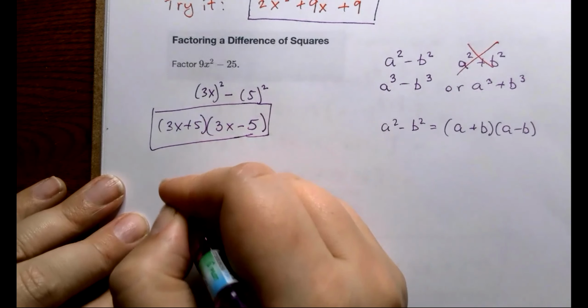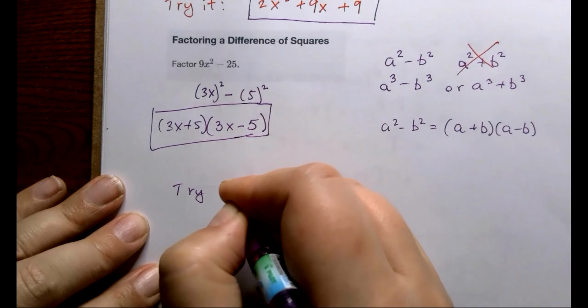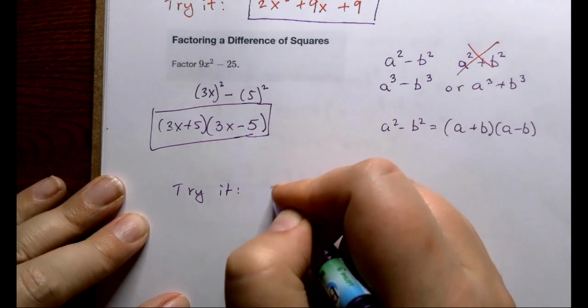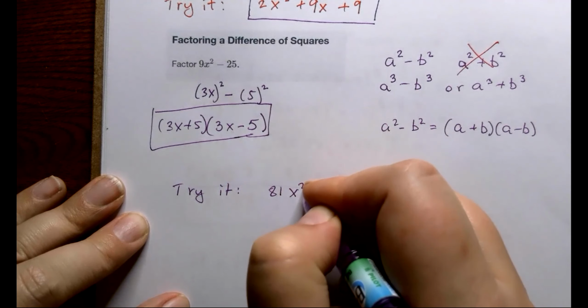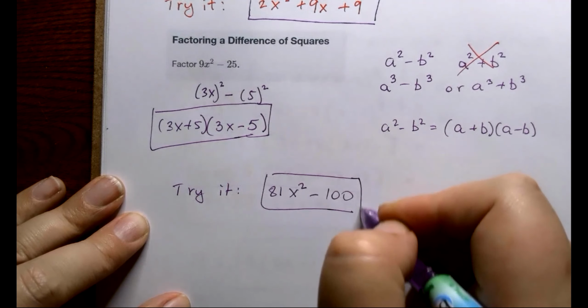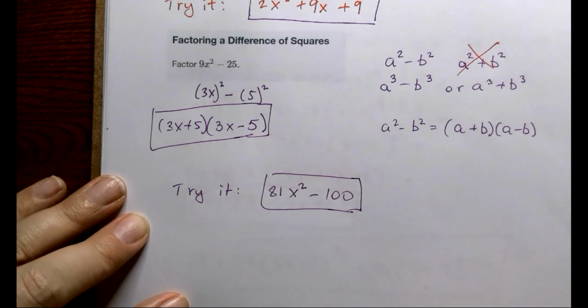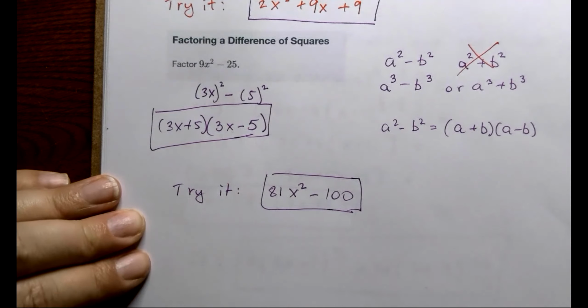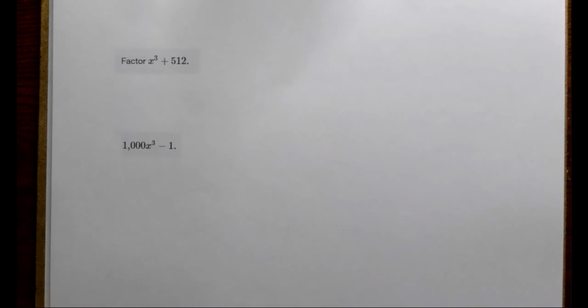And which one do I want you to try? You're going to try 81x squared minus 100. So that's the one that I want you to try. So pause here and try it. All right, so I hope that you already did that one.